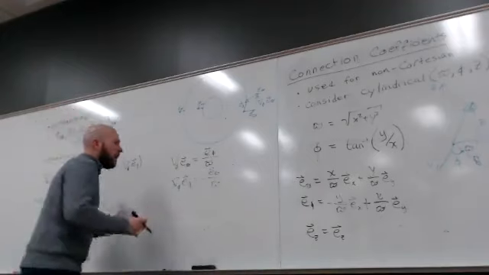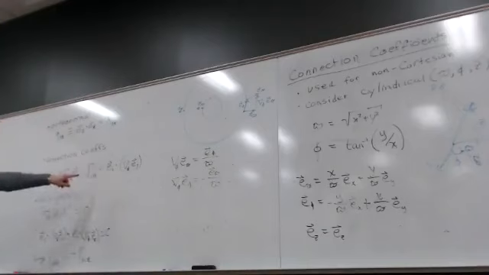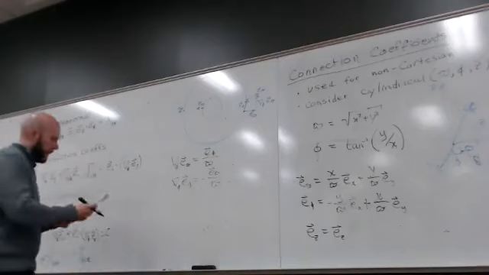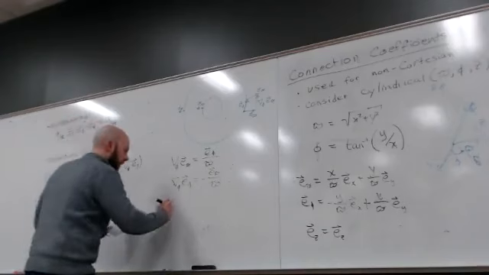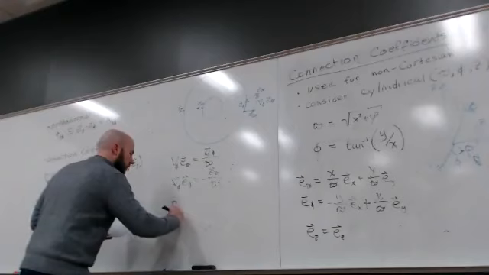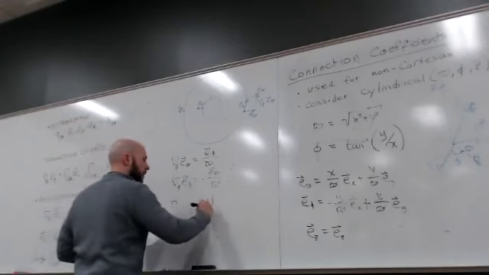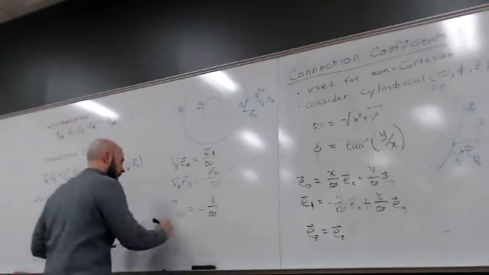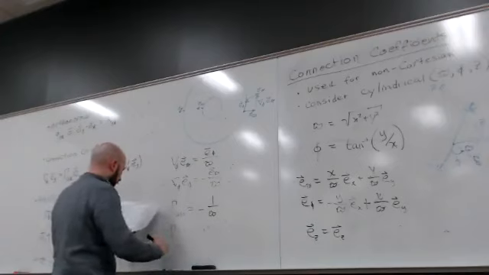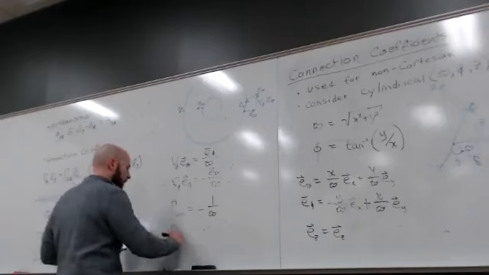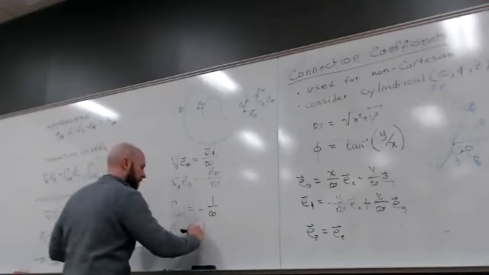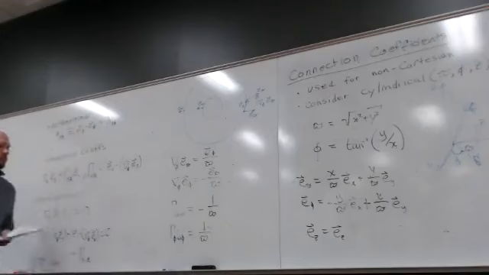Okay? So now looking back at my definition of the connection coefficients, I can write them down. Gamma omega phi phi is equal to minus 1 over omega. And then gamma phi omega phi is equal to 1 over omega. And then all else are 0. In 2D. I've only drawn this in 2D.